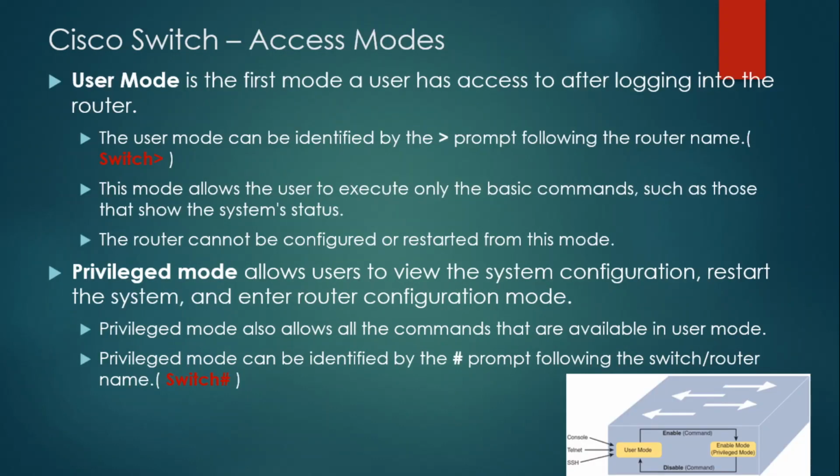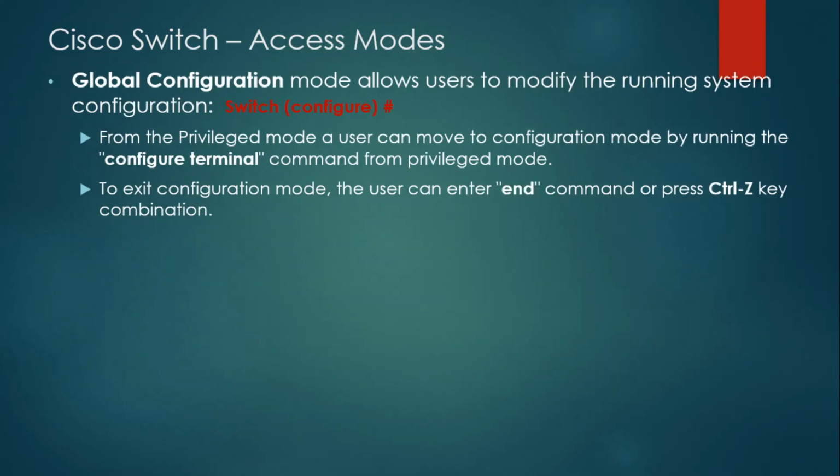And now we have privilege mode, which allows users to view the system configuration, restart the system, and enter configuration mode. Privilege mode also allows the commands that are available in user mode. Privilege mode can be identified by the hash prompt following the switch name. Then we have global configuration, which allows users to modify the running system. We use the configure terminal command to enter it, and to exit we can use the end command or the Ctrl-Z key combination.